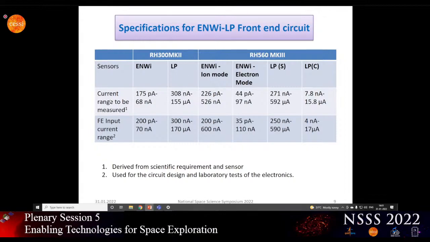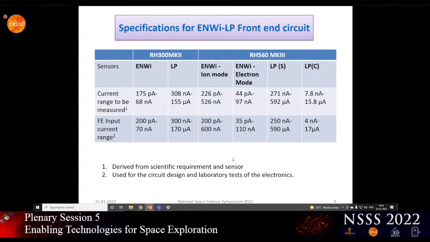The current range that needs to be measured was first calculated with respect to the scientific requirement and the sensor details. As you can see, the range of the NV is from picoamperes to nanoamperes in all the cases, whereas for the LP it is from nanoampere to microampere, which implies that all the front ends are not exactly identical, and we need some changes.